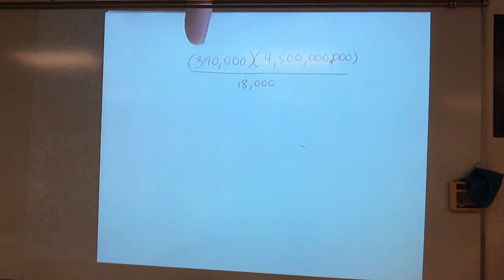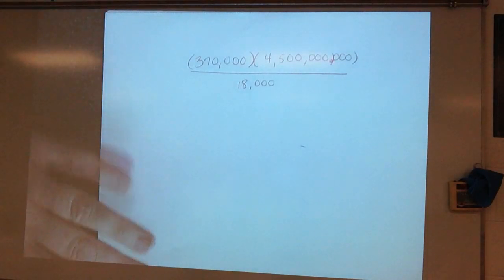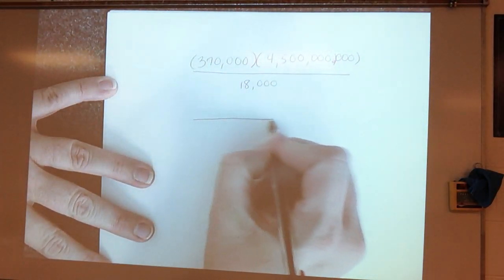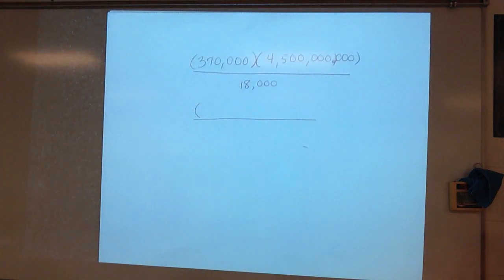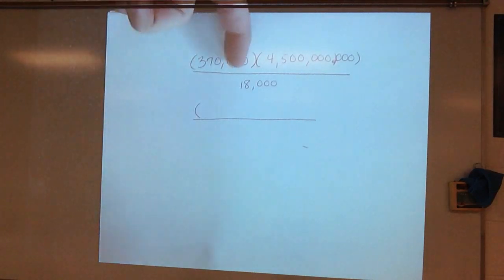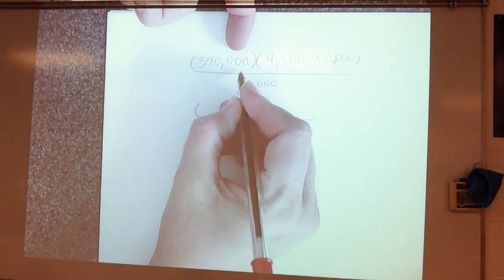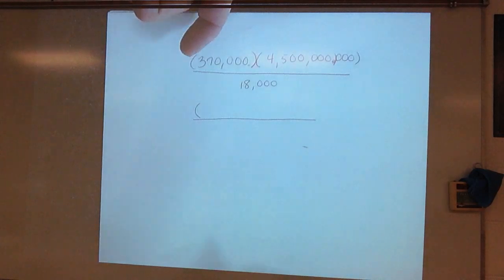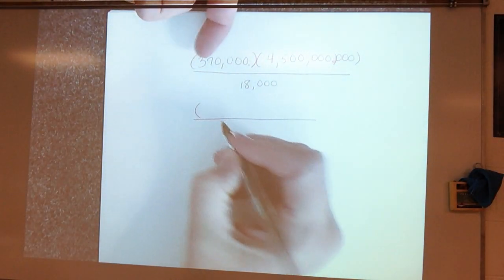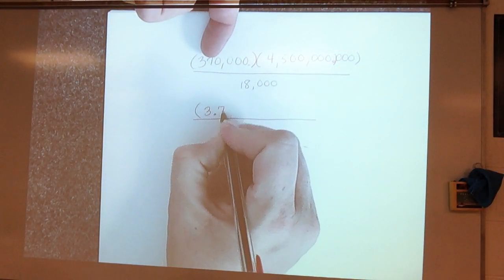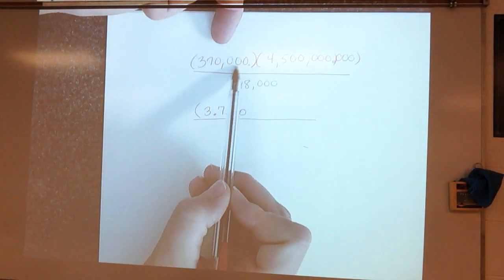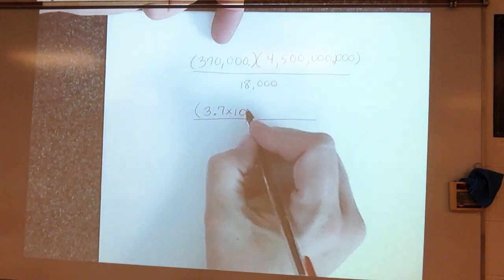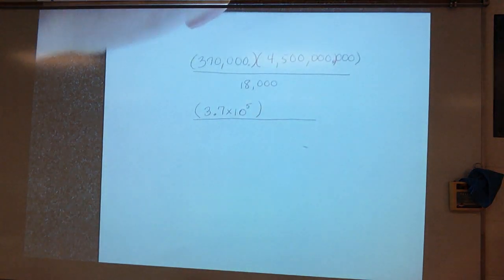So I'm going to go ahead and look at 370,000. I want to change that to scientific notation. So something times 10 to the something. All right, so I need to figure out, here's my decimal, where can I move it to get to something greater than 0 but less than 10. So I have 3.7 times 10 to the 1, 2, 3, 4, 5, so 10 to the 5th power.